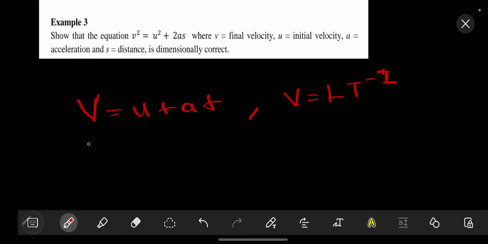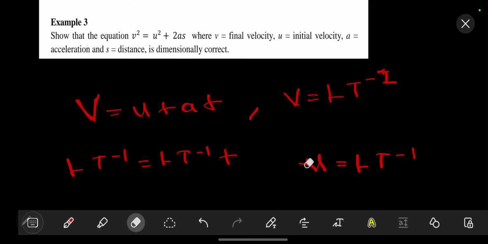Just in case you are watching this video, just watch the introduction, where we introduce this. So we are going to have L t raised to the power negative 1 where there is V. Now U is also a velocity, meaning it will still have the same dimensions. So L t raised to the power negative 1. So we are going to put L t raised to the power negative 1.